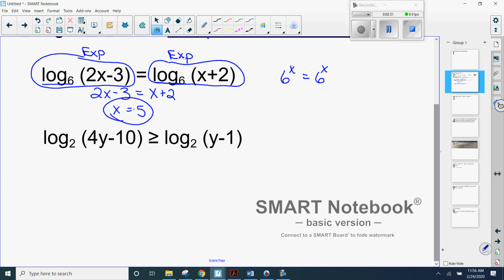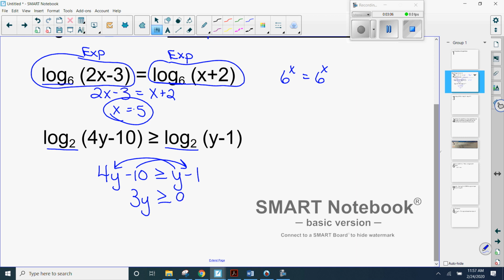And then we talked about how you solve them with inequalities. With inequalities, we have log base 2 on both sides. The one on the left is greater than or equal to, so we can set the arguments up that way. So 4y minus 10 has to be greater than or equal to y minus 1. You solve an inequality the same way you solve an equal sign, unless you divide by a negative or multiply by a negative, then you flip it. So you move the y over. You move the 10 over to the other side. And then you divide by 3. So it's saying y has to be greater than or equal to 3.